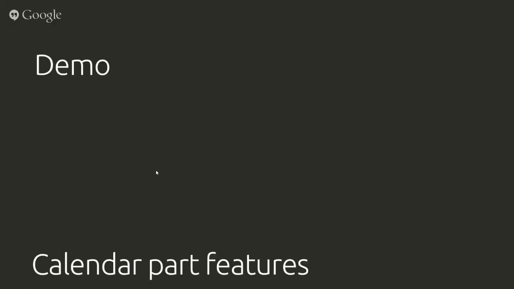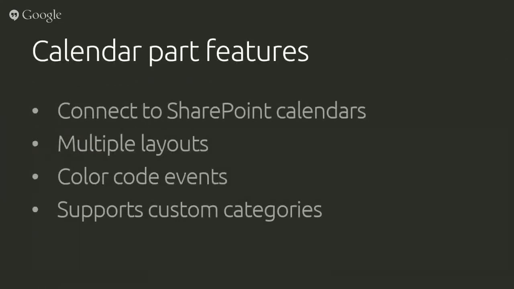So basically, regarding the calendar, note that you can connect to any SharePoint calendar. This is very important because you will be using the information that you have at this moment. You can use multiple layouts to display this information, meaning that you will be able to select a layout that adjusts to your exact needs. You can color code events or not, and we support custom categories, meaning that it is very, very flexible when it comes to filtering events.